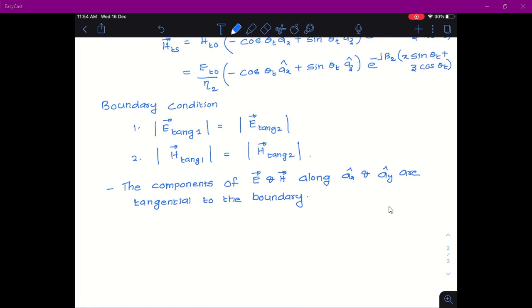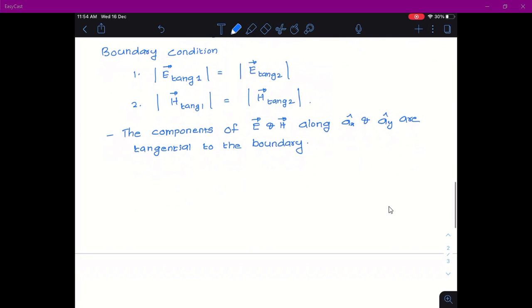Okay. So, we evaluate the tangential component at z equal to 0. Why? Because the boundary is at z equal to 0.